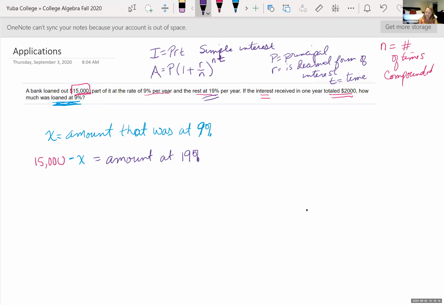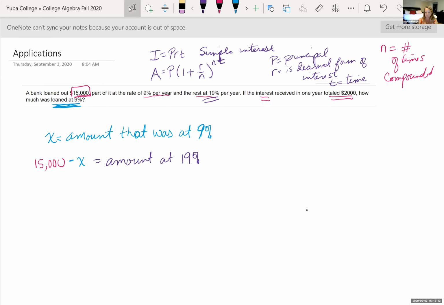Okay, so it doesn't say anything in here about being compounded multiple times a year, so we're just going to assume that it's once a year. And we know the interest received. Okay, so we just know the interest. I needed to know that.